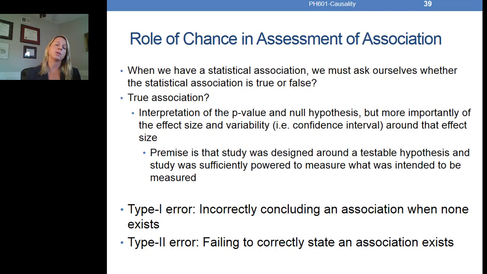And then we also want to talk about type 1 and type 2 error. Type 1 error is an error that's committed when we falsely conclude that there is an association between X and Y when there really isn't one. And then type 2 error is where we fail to identify that there is an association between X and Y. That is, we fail to conclude that there's an association when there truly is one. Now, depending on your study and the implications of your interpretation of that study, the type 1 or the type 2 error might be more or less important than the other.